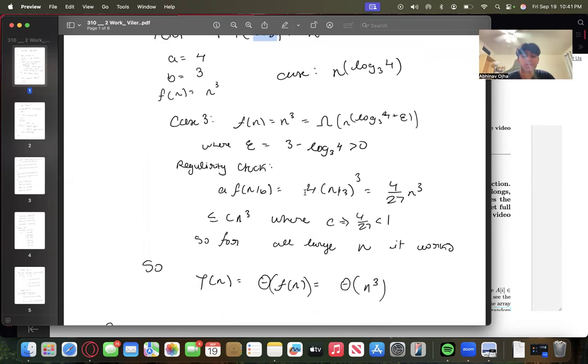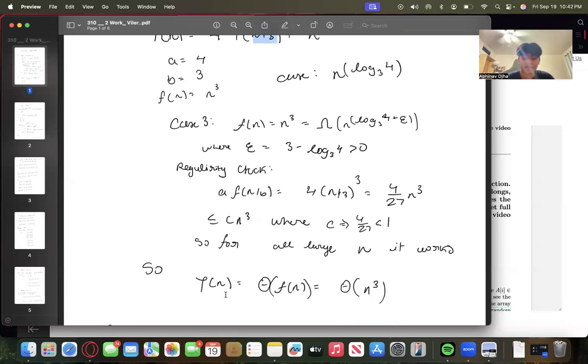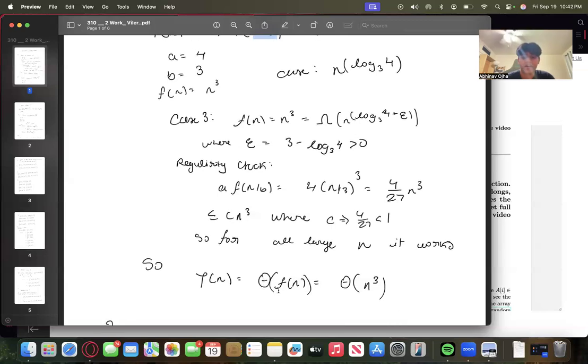So this is case 3, we have to do the regularity check. That is just a times f of n over b. So that's 4 times (n over 3) cubed, which is the same thing as saying 4 over 27 n cubed, which is less than c n cubed, where c is 4 over 27, since it's less than 1. So we know that for all large n, it will work. So the time complexity is theta of f of n, which is theta of n cubed.